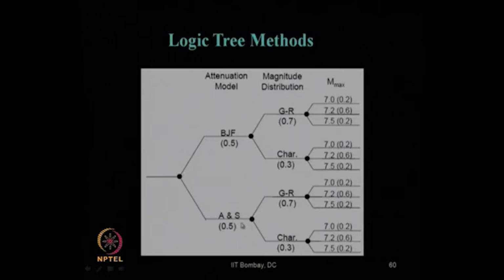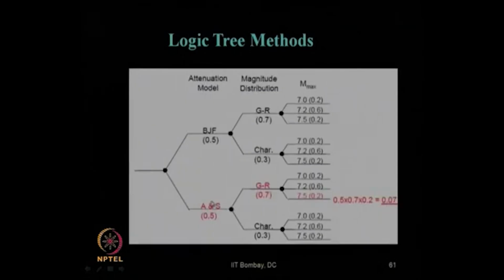Similarly, for another model. Now, when you are computing the Mmax value, you can see for different values you will get different weighing factors: 0.2, 0.6, 0.2. Here also different values, here also different values. How are these values arrived at? You can see the example over here. Suppose we are going through this channel, this model we have selected, let us say the Gutenberg-Richter model. Then for Mmax 7.5, it is 0.5 times 0.7 times 0.2. So, the weight factor you should consider is 0.07 when you are using this logic tree in your probabilistic seismic hazard calculation. Okay?